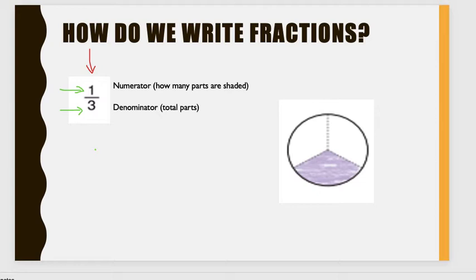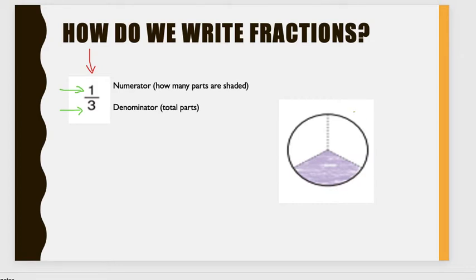So one more time, our top number here is called our numerator. Numerator. And then our bottom number is called our denominator. Denominator. So those are some new words that you get to learn about fractions.